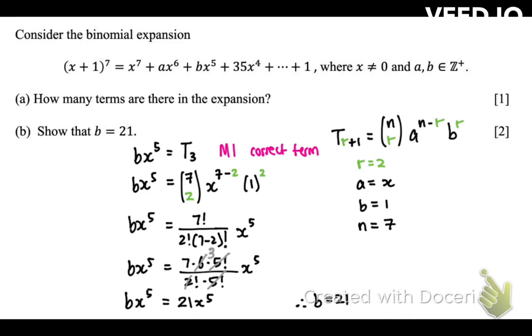So how would an examiner grade this question? Usually there's a method mark for identifying the correct term. Then there is an accuracy point for showing correct working somewhere. And then of course you need to actually state the final answer. So AG stands for answer given.